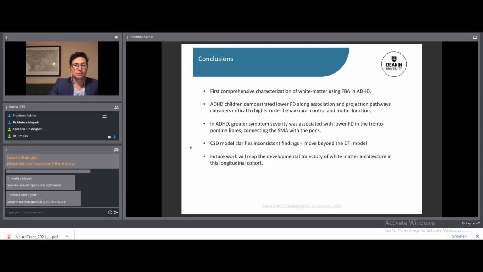This CSD model clarifies particular inconsistencies we find within the findings. The paper goes into some of the inconsistencies that we've seen across DTI and how now being able to resolve some of these crossing fibres helps to resolve that. And really adds to the case for moving beyond the tensor model. And our future work will start to track that with the longitudinal data that we've got. Next slide, please.